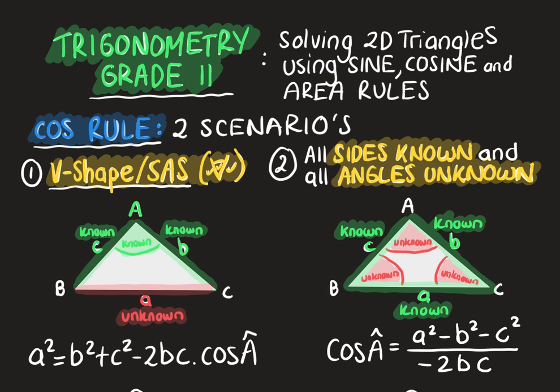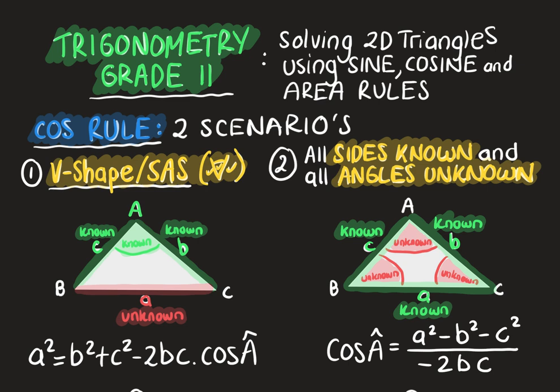Today we are going to be dealing with trigonometry grade 11, solving for 2D triangles using the rules. Today specifically we are going to be going through the cosine rule, or shortened, the COS rule. Okay guys, when approaching a question where we have to solve for 2D triangles, we have to look for the scenarios. Like I mentioned in the first video with sine rule, we had to look for all the knowns and unknowns. Here, COS rule works with two specific scenarios.